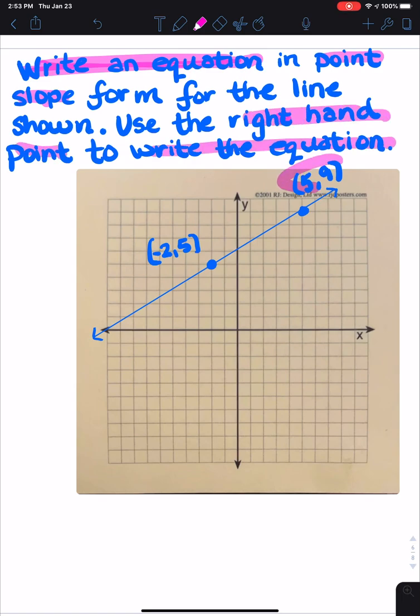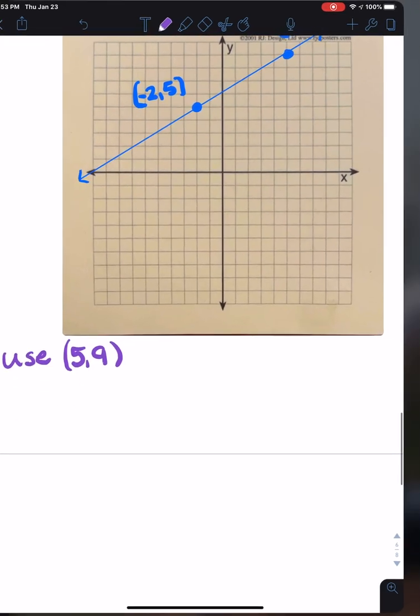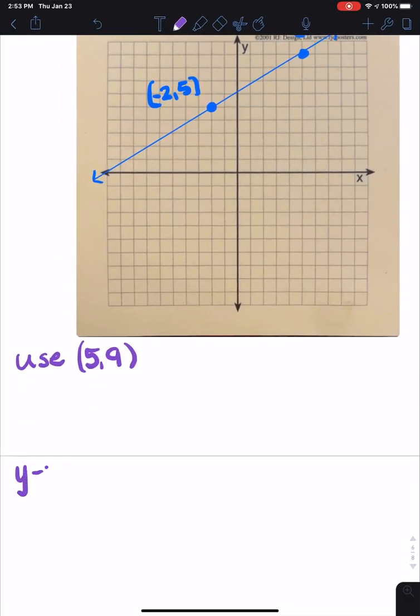So first of all, here's our right-hand point. So we know that when we're done, we're going to have to use the point (5, 9). Now, because I look at that point and know this point is not a y-intercept, I know eventually I'm going to have to plug it into our point slope form. Now I'm good that I have the point, but now I'm still going to have to find my slope.